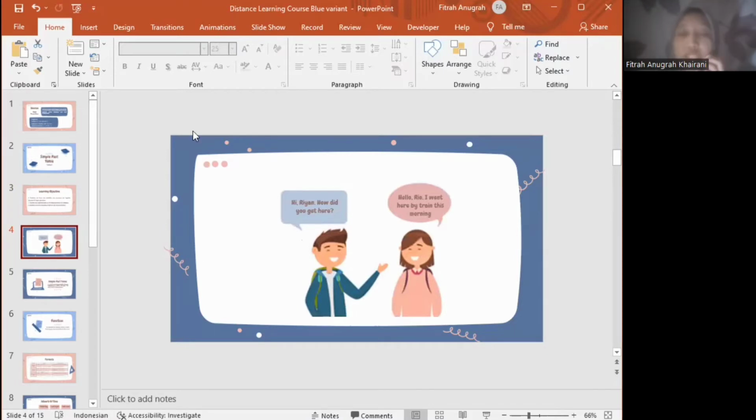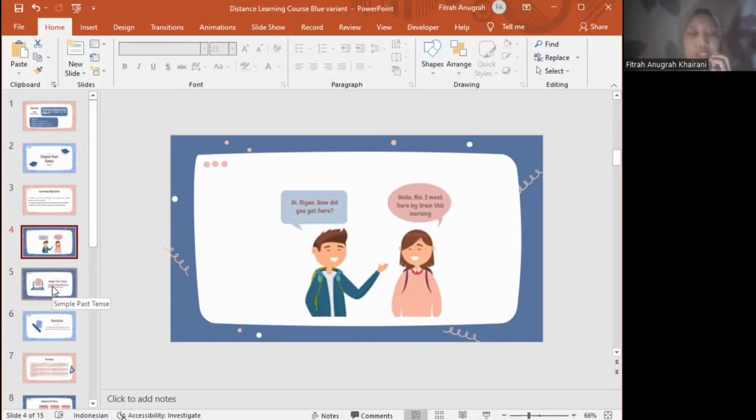So, class, this is an example of using simple past tense. Jadi ini adalah contoh dari kalimat yang mengindikasikan bahwa kalimat tersebut adalah kalimat lampau. Karena di sini Rian berkata dia telah naik kereta tadi pagi. Itu berarti kalimat tersebut sudah lampau karena dia sudah selesai naik kereta tadi pagi. Okay? Can you get the point about what we talked about?